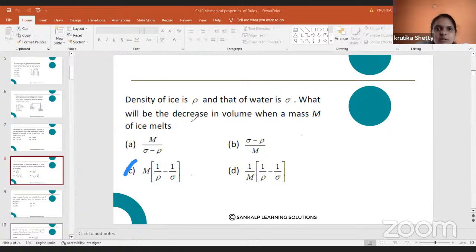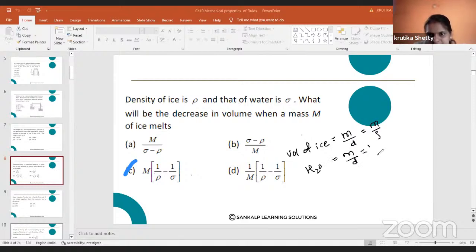Somebody got the answer, I think. It is option C or D. You check it. Are you getting C or D? Okay, so how we are going to solve this? That is volume of ice is equal to mass upon density. Which density are they taking for ice? Rho, right? So I take rho here. Next, what do we have? Volume of water. So volume of water is m divided by again density, that is given by m divided by sigma, right?